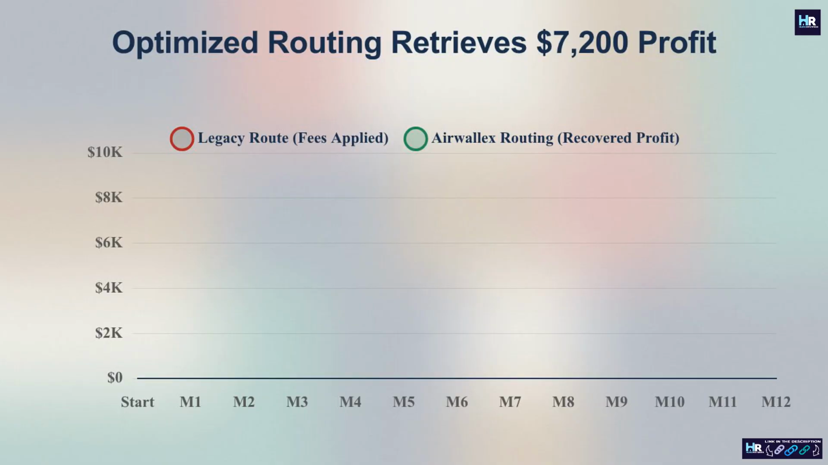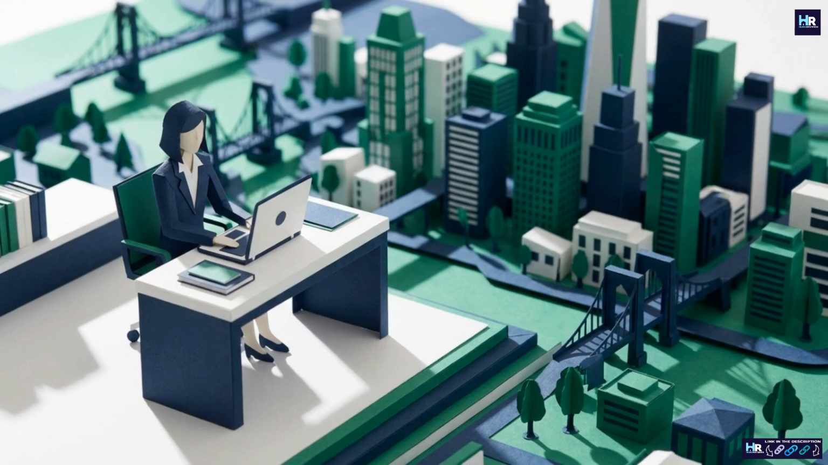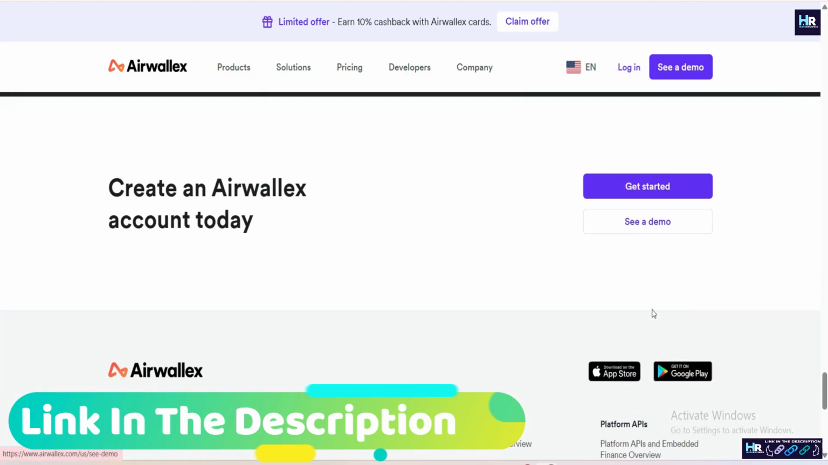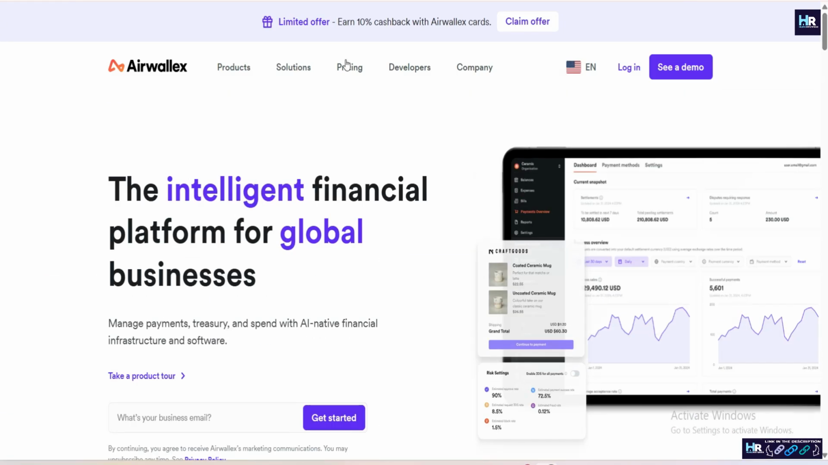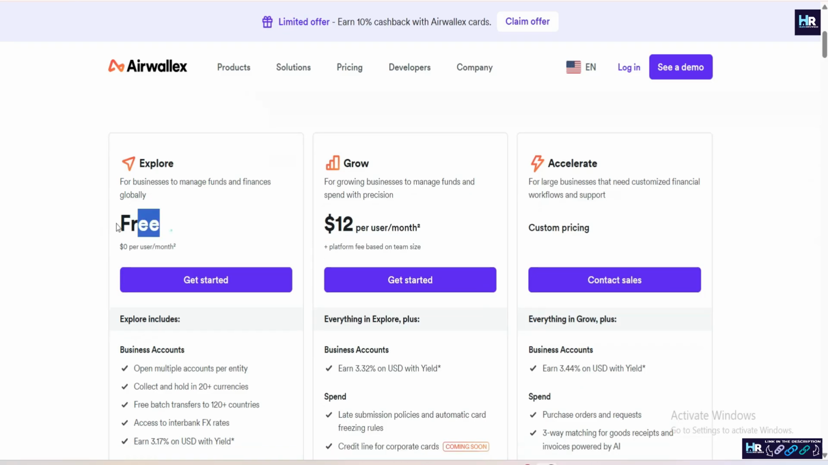This graph models a business processing $50,000 monthly, where 30% is international revenue. By cutting the typical 3 to 4% loss to FX and SWIFT fees, the business retrieves up to $7,200 in annual profit. Stop subsidizing outdated banking networks with your hard-earned revenue. Upgrade your global infrastructure with Airwallex to collect exactly what you bill. Scaling across borders is only sustainable when your financial architecture is explicitly designed to protect your margins.